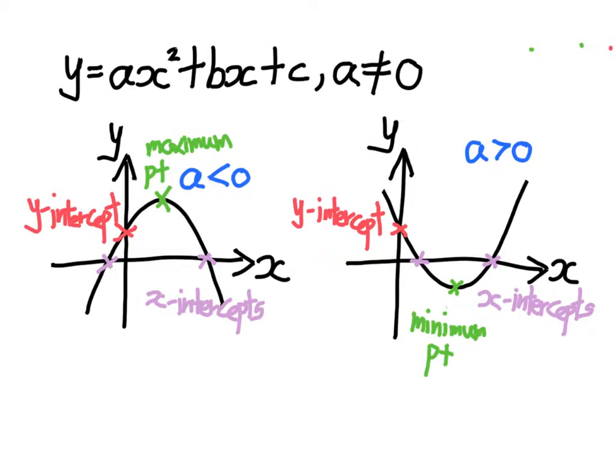This is an introduction to quadratic curves. The equation is y equals ax squared plus bx plus c, where a is not equal to 0. a cannot be 0 because when a is 0, the x squared term will not be there anymore, and the equation will be simplified to a linear equation.